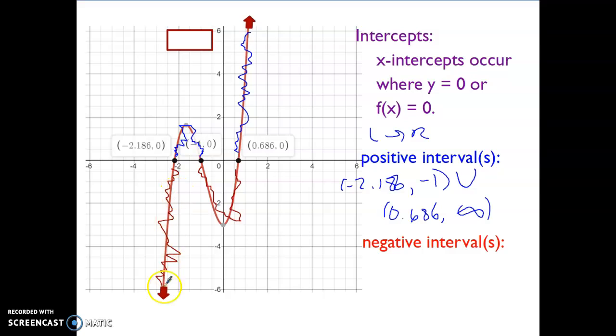All right, my negative intervals. Well, here's the first one. This arrow tells me it's going on and on forever down, but also to the left. So it's going to start at negative infinity, and it's going to stay negative until right here. That's negative 2.186. And I'm going to union that with this interval, which starts at negative 1 and goes over to 0.686. So there's my positive and my negative intervals.